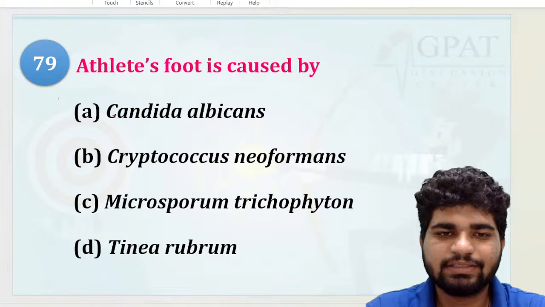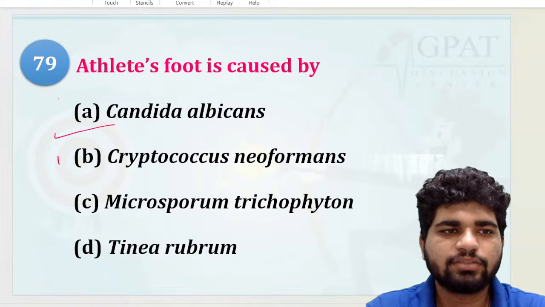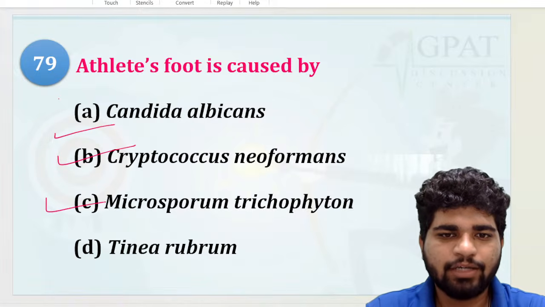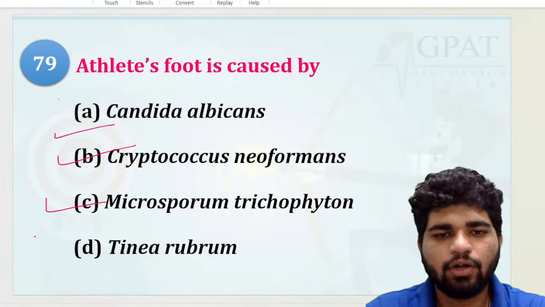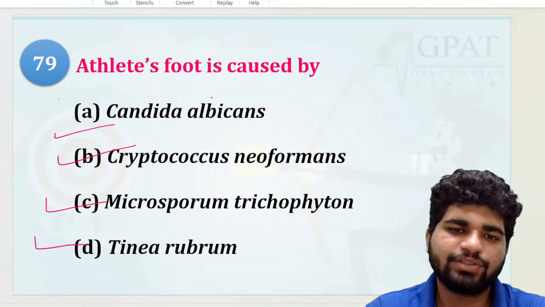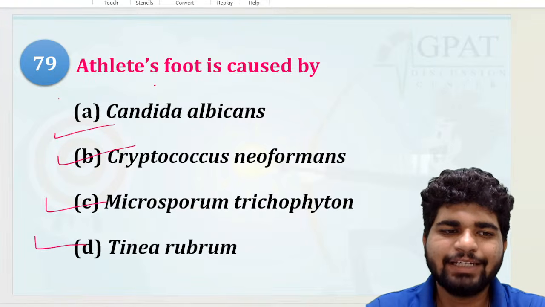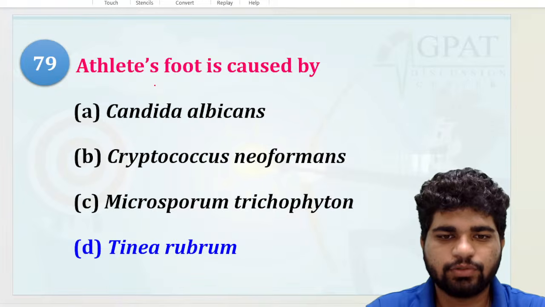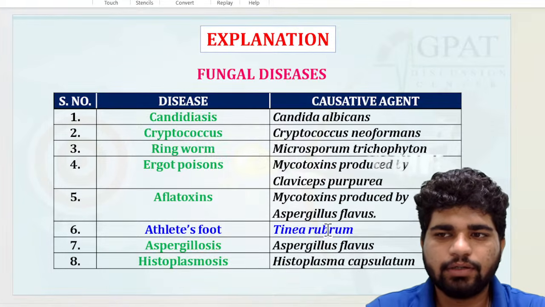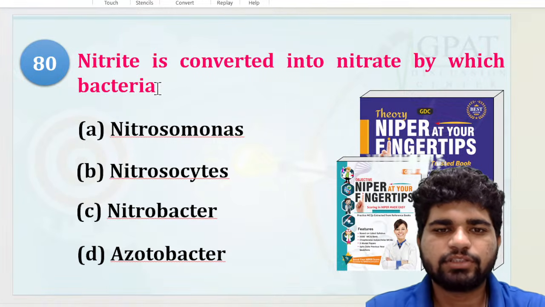So, athlete's foot is caused by what? Candida albicans, Cryptococcus neoformans, Microsporum, Trichophyton, or Trichophyton rubrum. Athlete's foot is nothing but your Trichophyton rubrum. Okay.